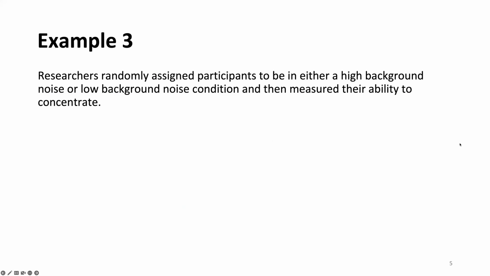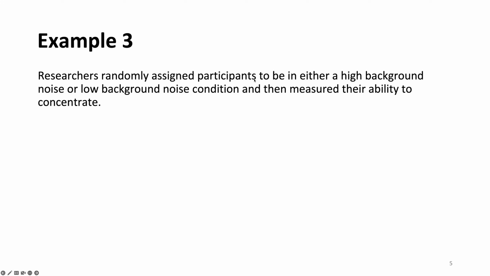So example 3, researchers randomly assign participants to be in either a high background noise or low background noise condition, and then measured their ability to concentrate. So what we're going to do is, again, let's start at the beginning. Let's look for our independent variable. So our independent variable happens no matter what the dependent variable is measured as, and it's what will happen first, and then we would do some measurement.